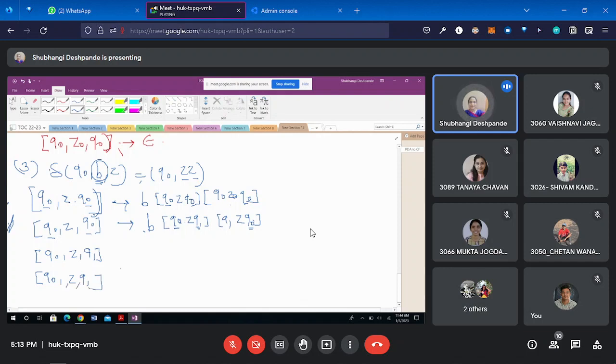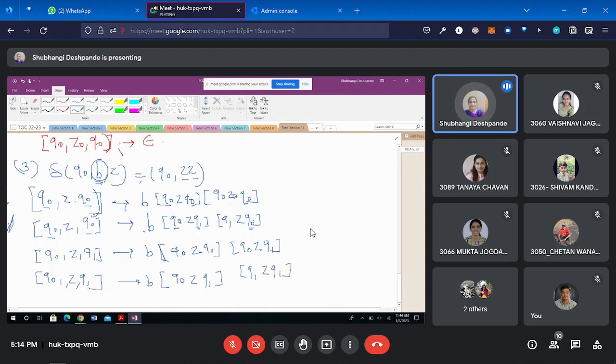Now let's see how to write the rules. First is Q0 Z Q1. Then the next possibility is here Q0 will be there, Z Q1, and that will be Q1 Z.